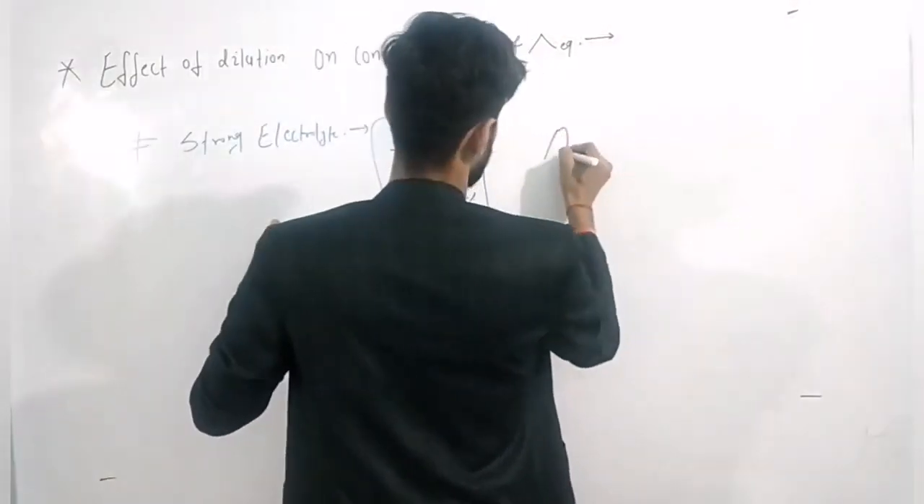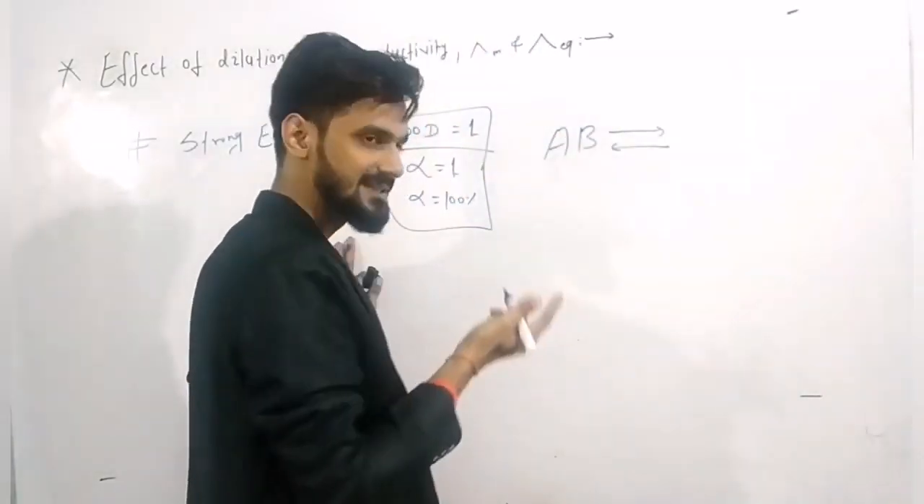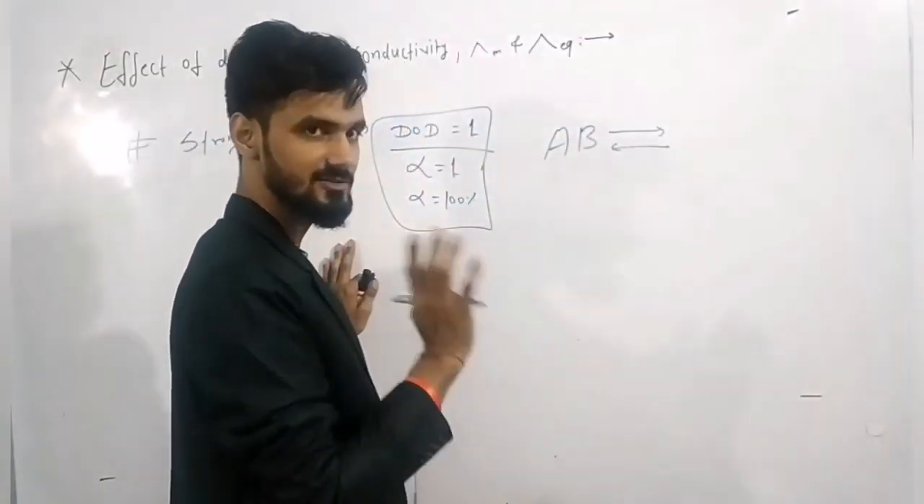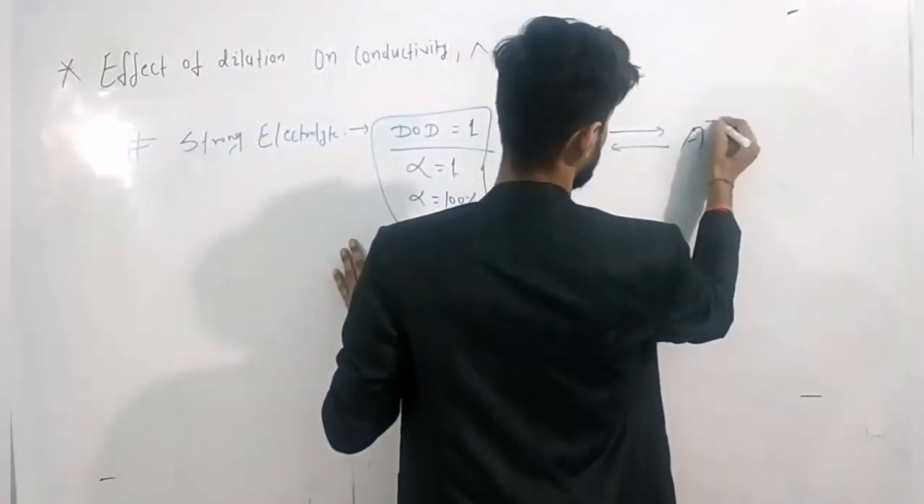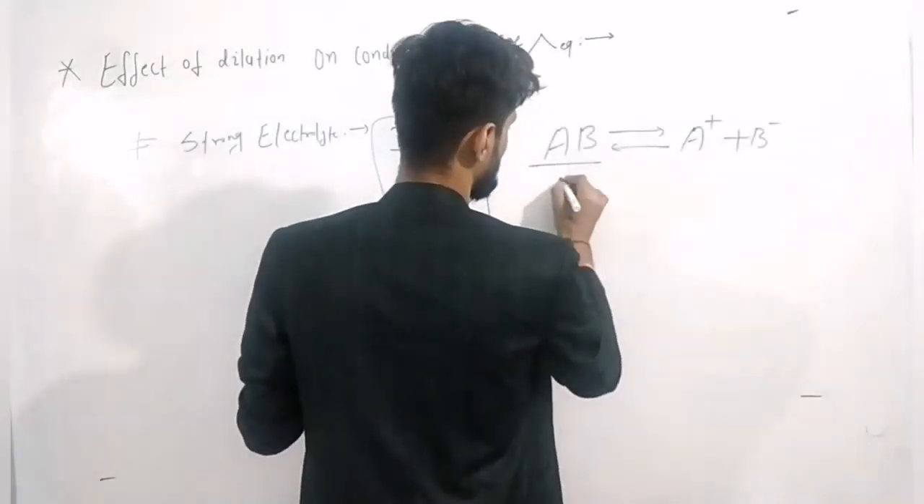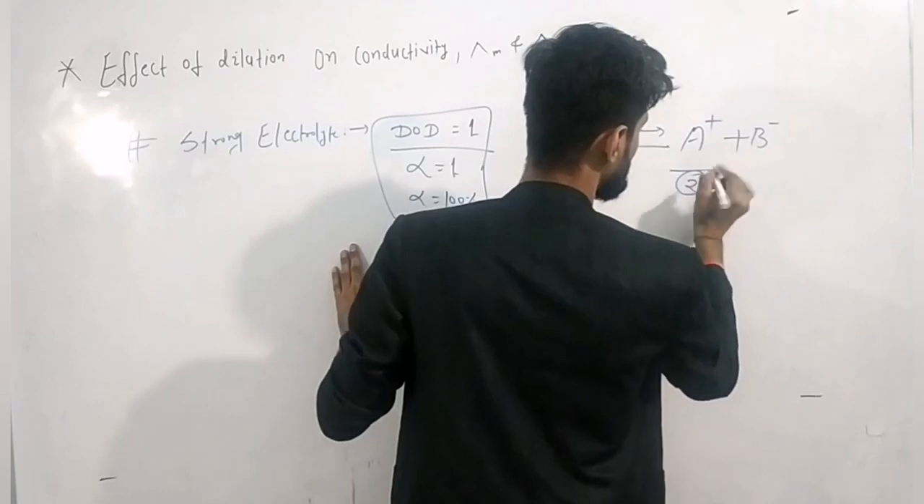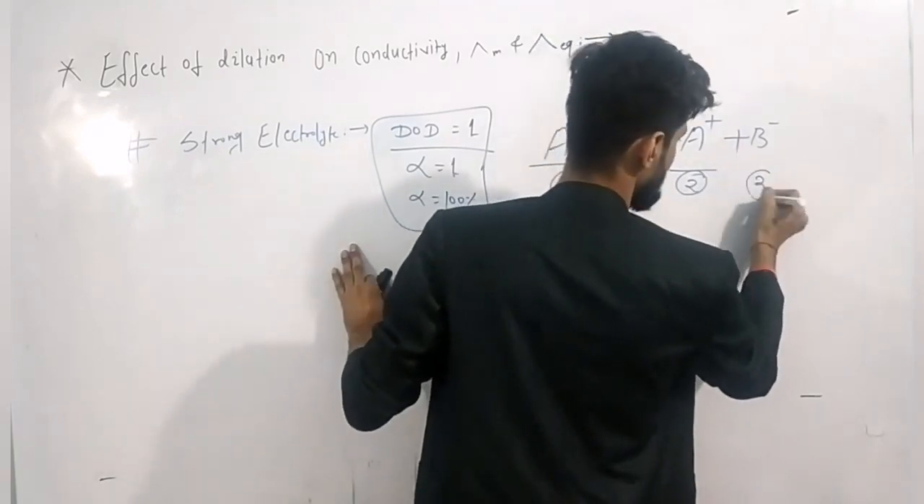Just like, understand, if AB is a strong electrolyte, it is going to dissociate after passing electricity. Without passing electricity it is not going to dissociate, so it will be getting dissociated into A plus and B minus. Now understand one thing: initially if you have taken 2 moles of AB, after passing electric current you will be getting 2 moles of A plus cations and 2 moles of B minus anions.